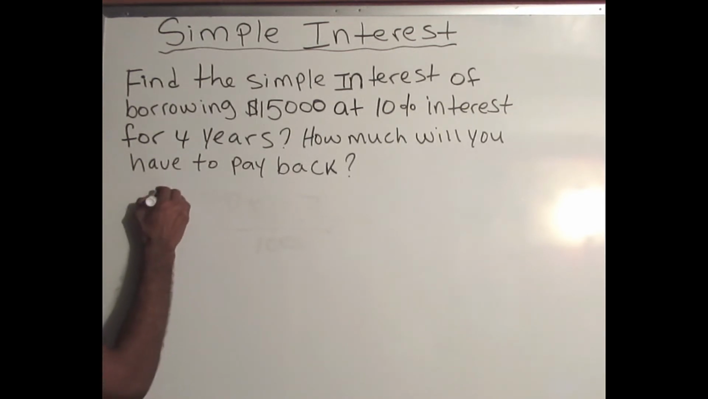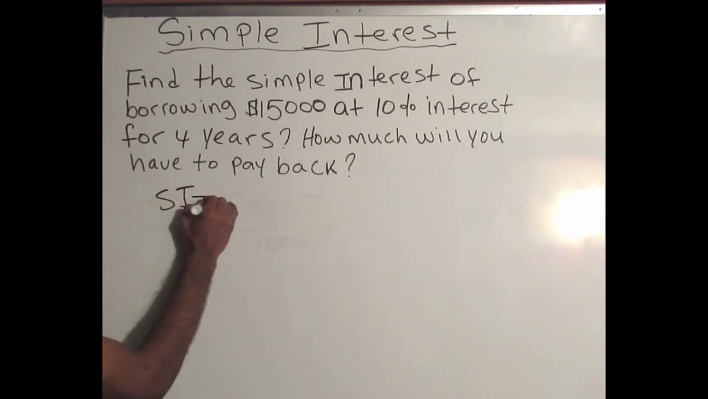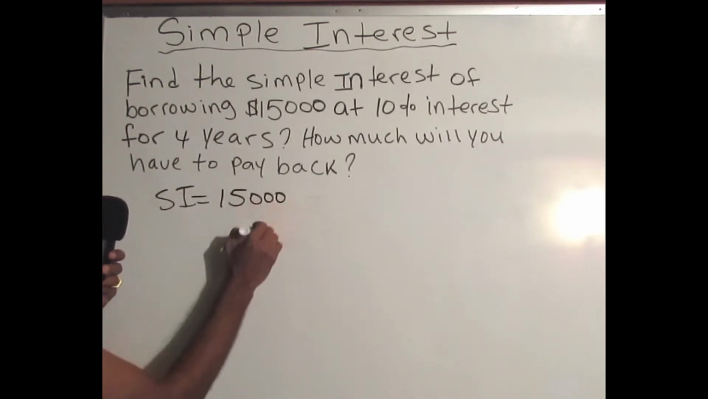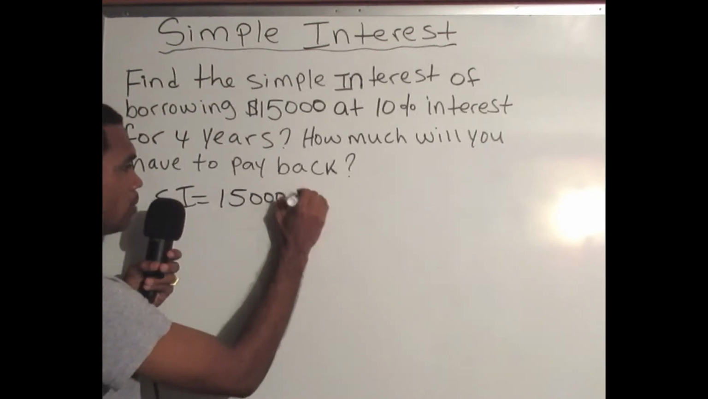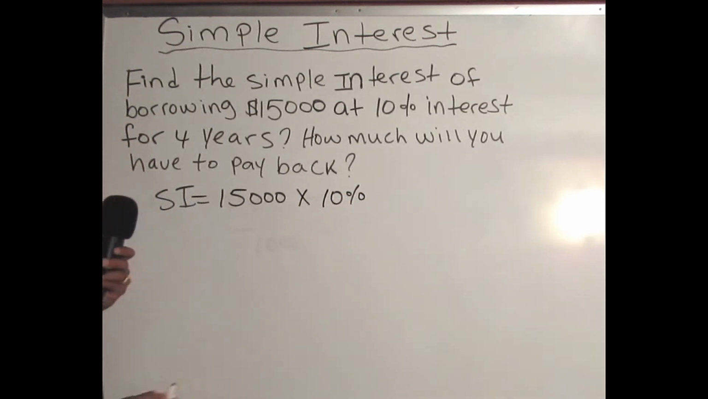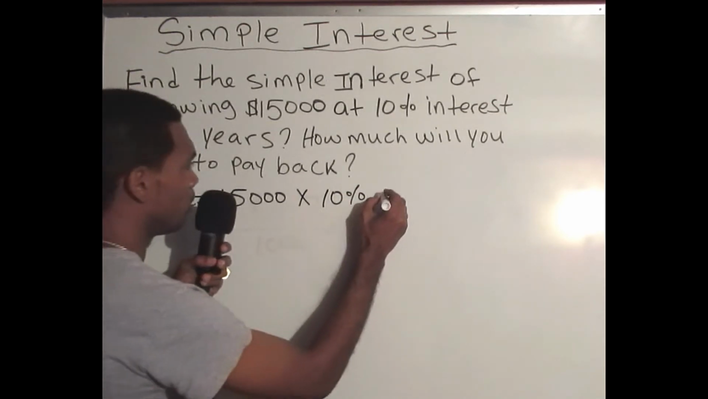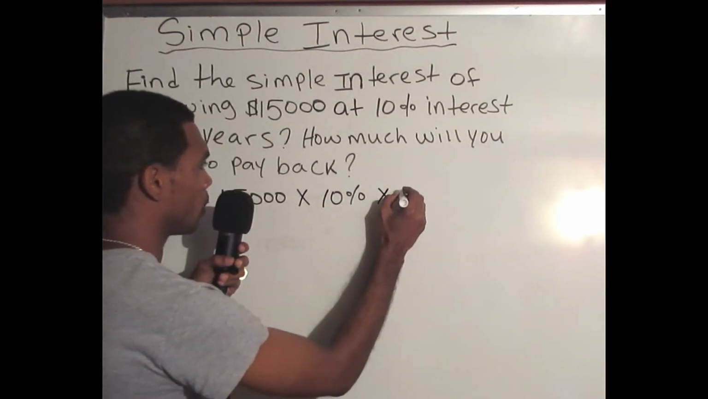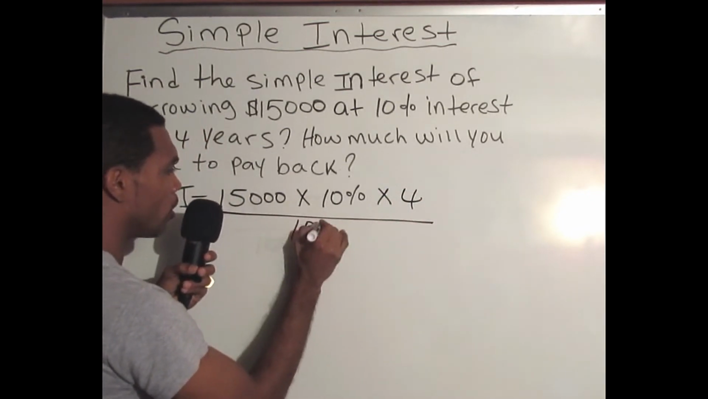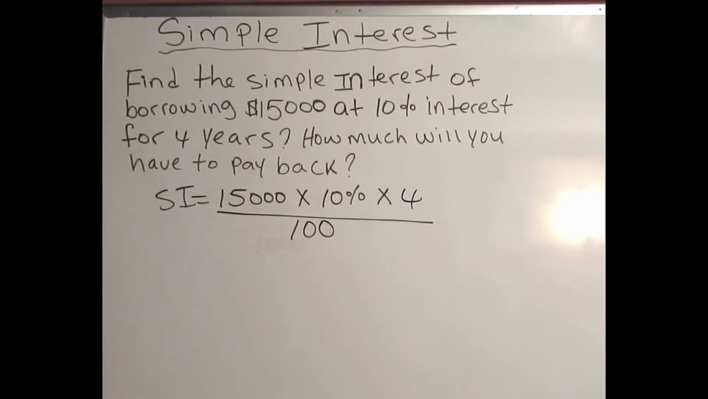So simple interest equals your principal, which is $15,000. That's the amount that you borrow. Your rate times, you're going to pay 10%. And we know that percent goes over 100. Times the 4 years that they gave us to pay back the money that we borrow, over 100. So remember, simple interest equals principal times rate times time divided by 100.